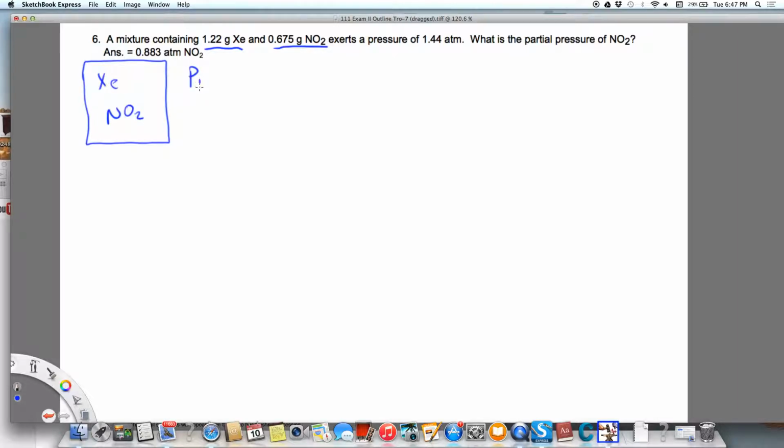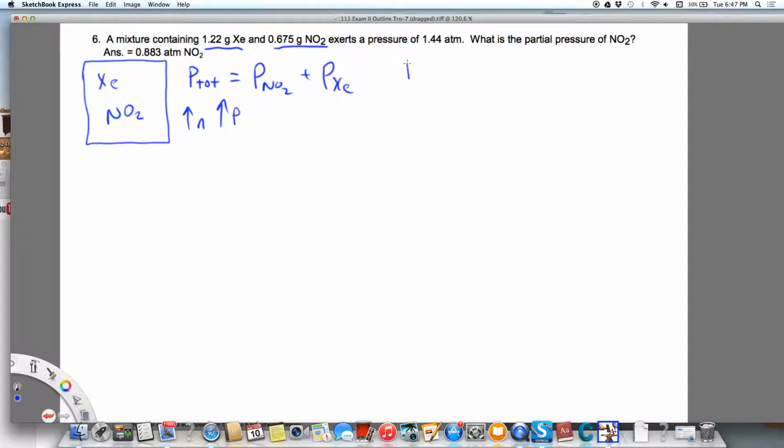So if you remember Dalton's law of partial pressures, the P total is going to equal the pressure of NO2 plus the pressure of xenon, because pressures are additive like this. We also know that if we increase the number of moles, then the pressure also increases. So these are directly proportional.